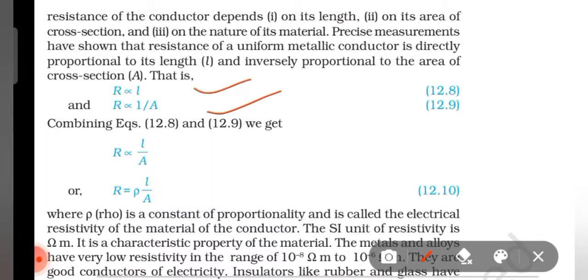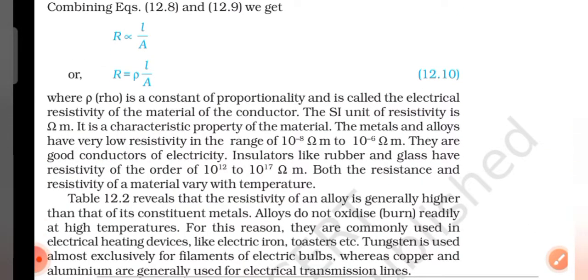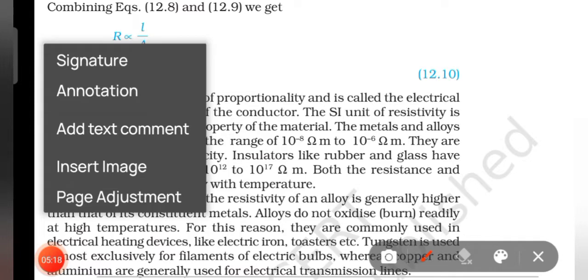Here you can remove the proportionality sign by a constant of proportionality. This is called rho. This is the constant of proportionality, which you can also call the electrical resistivity of the material of the conductor. So you can replace this with rho: R = ρL/A. This formula will be helpful for you in your numericals.